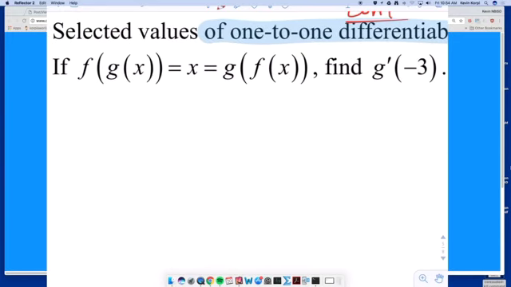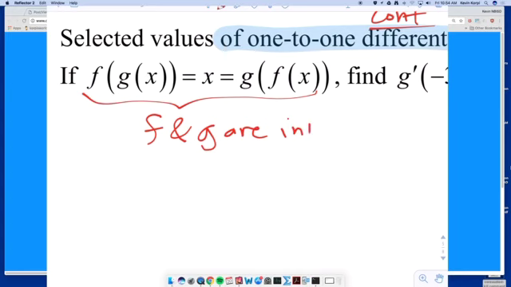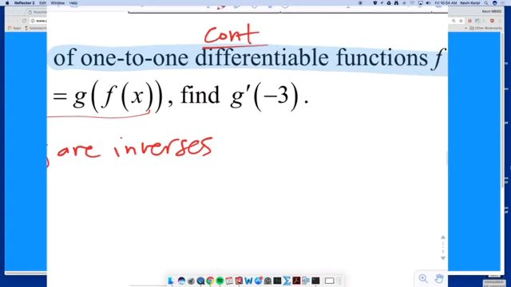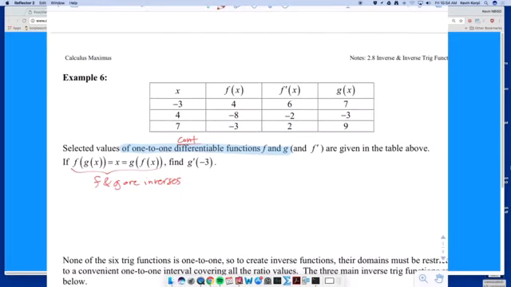F of g and f prime are given in the table above. If f of g of x equals x, which equals g of f of x, again, that's a pretty common way to present to you two inverse functions. F and g are inverses of each other. Find g prime of negative 3. I'll give you a minute to do that on your own, because you got a lot of distracting ingredients now. But the right ingredients are there. G prime of negative 3.